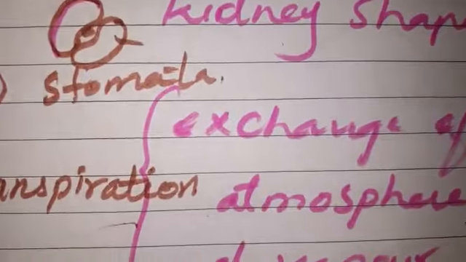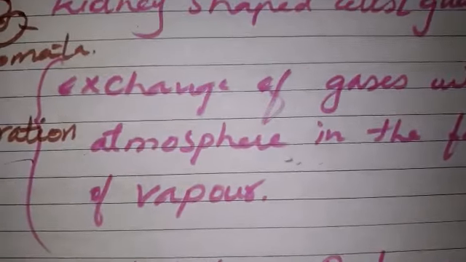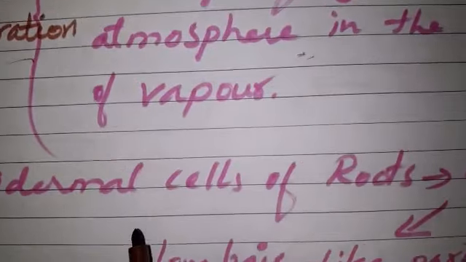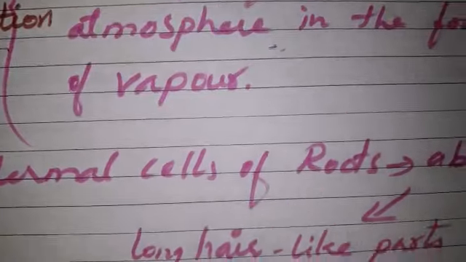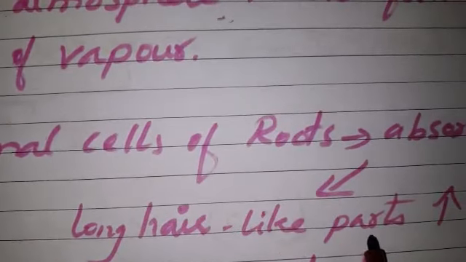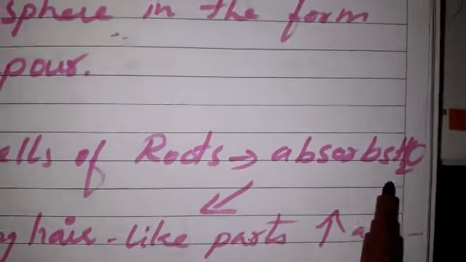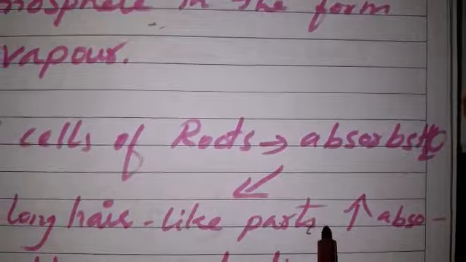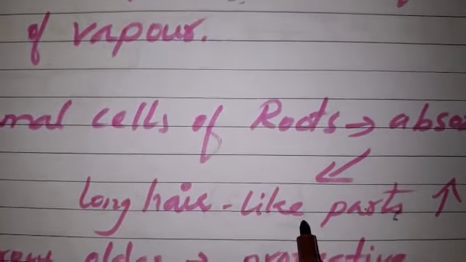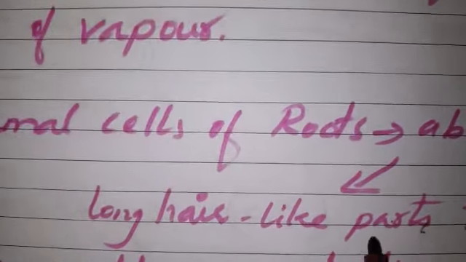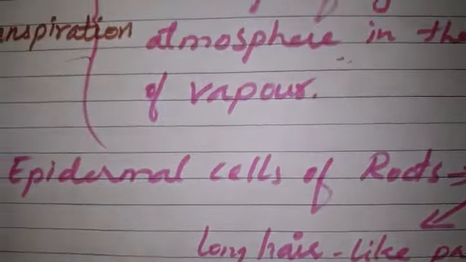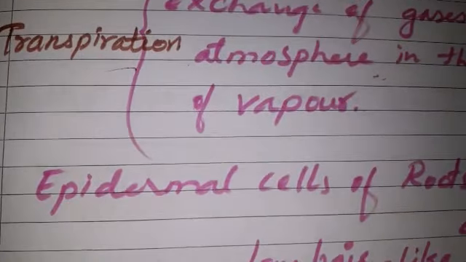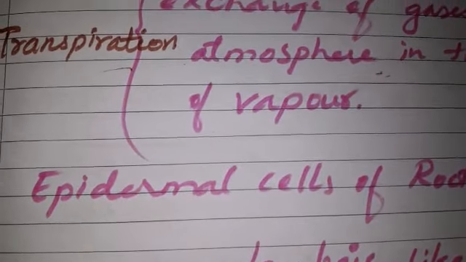Now we will move on to the epidermis cells of the roots. The epidermis cells of the roots have long hair like structures, which help the epidermal cells of the roots to absorb water. This long hair like structure helps in the absorption of water, and it increases the absorption surface. So that is the epidermal cells of the root, and the epidermal cells of the leaf we also finished.